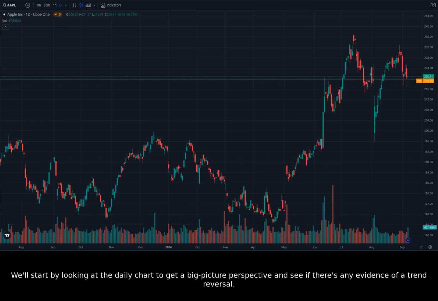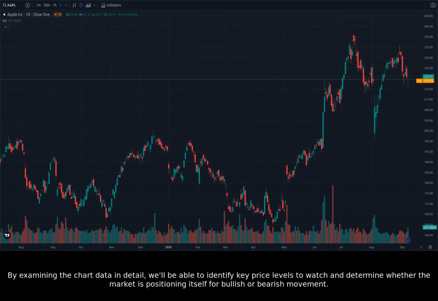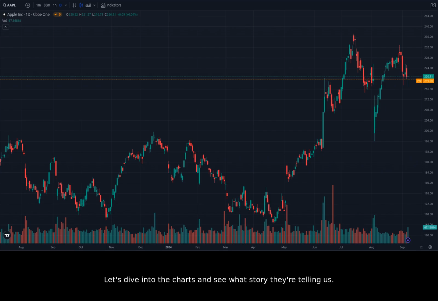We'll start by looking at the daily chart to get a big-picture perspective and see if there's any evidence of a trend reversal. Then, we'll zoom into the 1-hour chart and the 15-minute chart to identify potential support and resistance levels and see if there are any patterns emerging. By examining the chart data in detail, we'll be able to identify key price levels to watch and determine whether the market is positioning itself for bullish or bearish movement. Let's dive into the charts and see what story they're telling us.